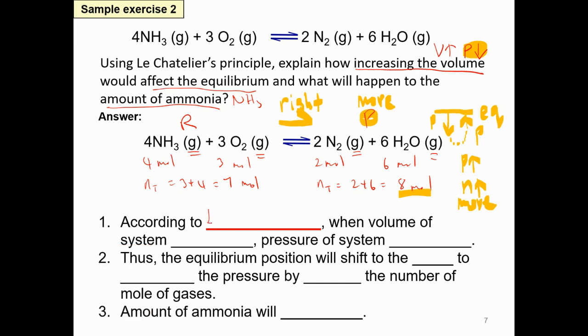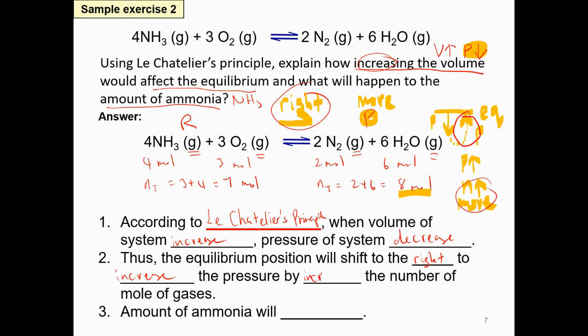Always start with: according to Le Chatelier's principle, when the volume of the system is increased, the pressure of the system decreases. Thus, the equilibrium position will shift to the right. Why shift to the right? Because we want to increase the pressure. If we increase the pressure, it means we want to increase the number of moles of gases.